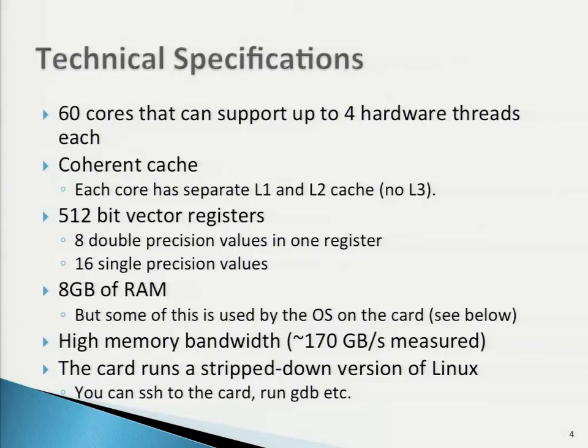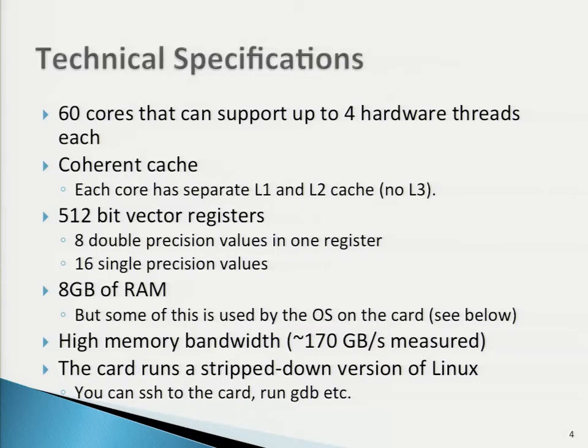So here are some general specifications. It has 60 cores, and each core can support up to 4 hardware threads, so you can have a total of 240 threads on this thing. It has a coherent cache, so each core has its own L1 and L2 cache, and Neil spoke earlier about cache coherency. Unlike on GPUs, which don't really have anything like cache coherency, this actually maintains a fully coherent cache. So if a value gets updated in the cache of one CPU and that same cache line is in any other CPU's cache, it will also update that cache line.